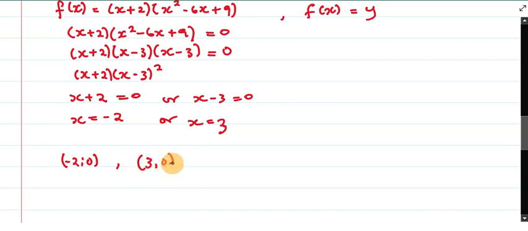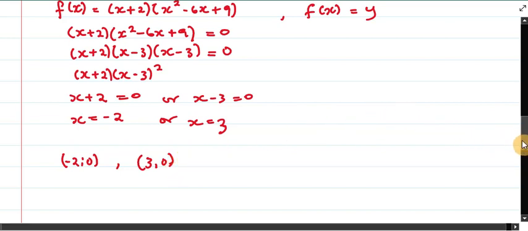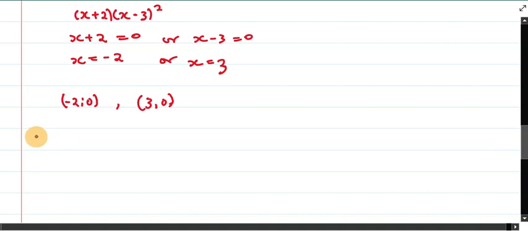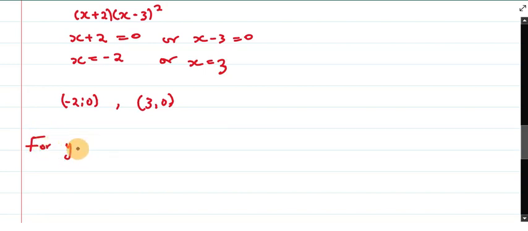Okay, so now we have the x-intercepts as well as the turning points, but we don't know the y-intercept. For you to find the y-intercept, that's where we let x be equal to 0.